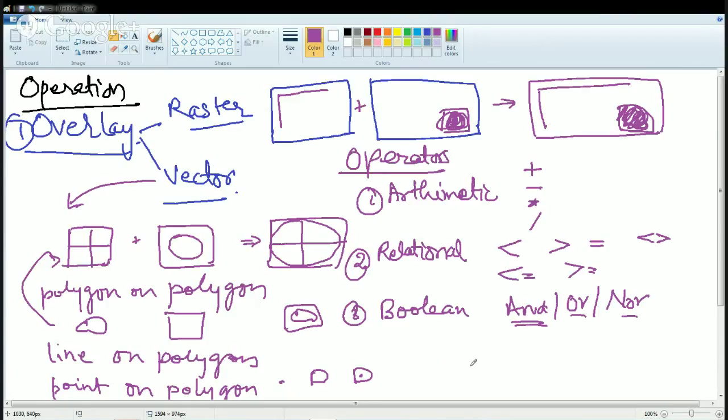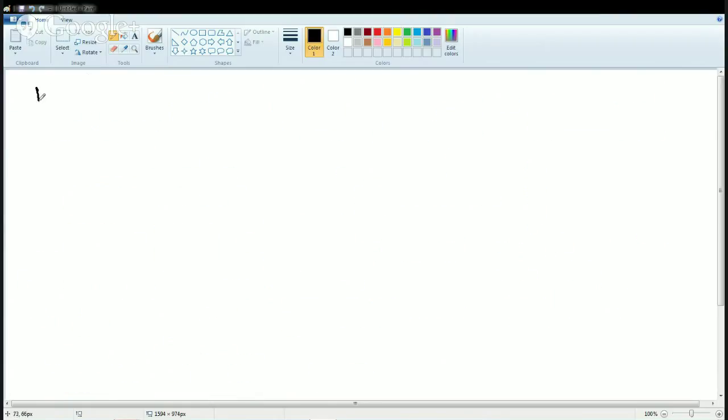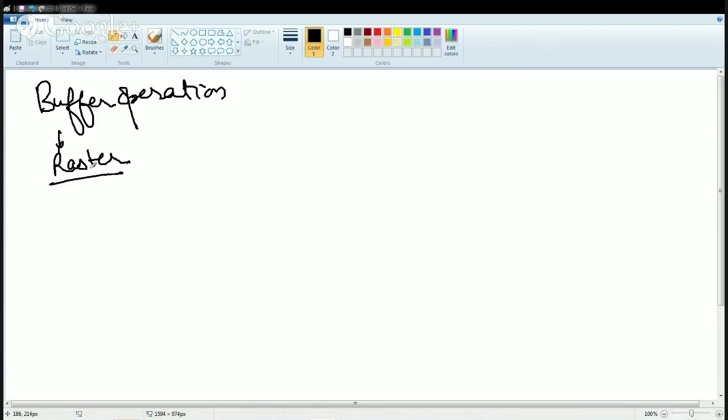The next kind of operation that we would be discussing is buffer operations. What is meant by buffer operations? So in buffer operation, what you try to do is, as we said, overlay operations can be used both in raster and vector. Buffer operations can be used mainly with vector data. So what happens with the vector data is, you try to create a zone which is of a specified width around that region.